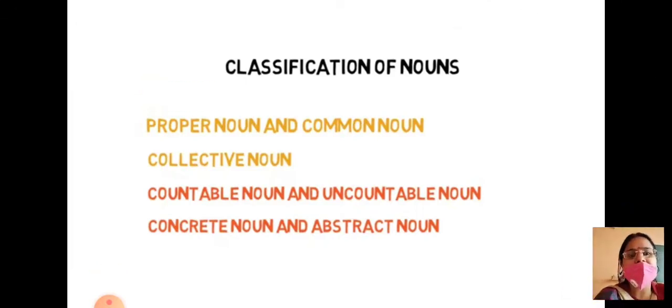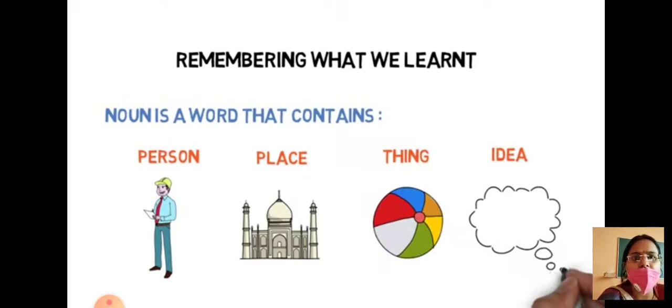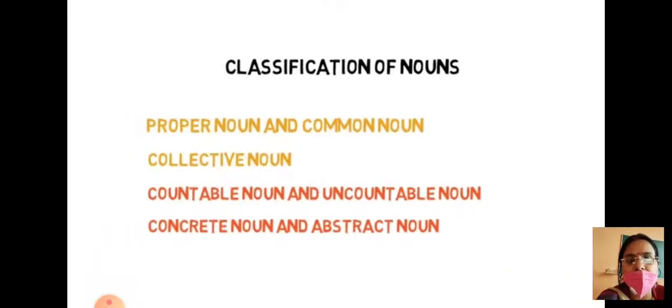Hope you have remembered that in our last lecture we studied all about nouns and the classification of nouns, where we already studied proper, common and collective nouns. Let's recall what we studied in our last class: a noun is a word that names a person, place, thing, or idea. And today the topic we are going to discuss is countable nouns and uncountable nouns.